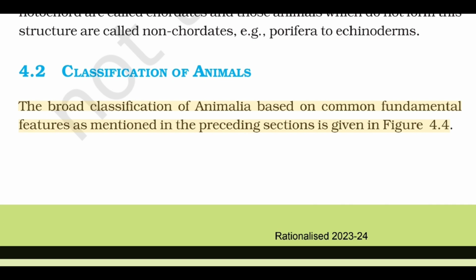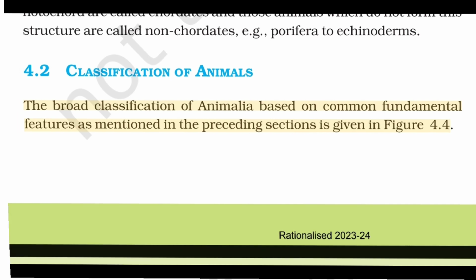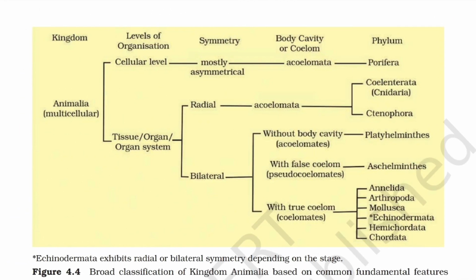The broad classification of Animalia based on common fundamental features as mentioned in the preceding sections is given in Figure 4.4. The important characteristic features of the different phyla are described. Figure 4.4. Broad classification of kingdom Animalia based on common fundamental features.